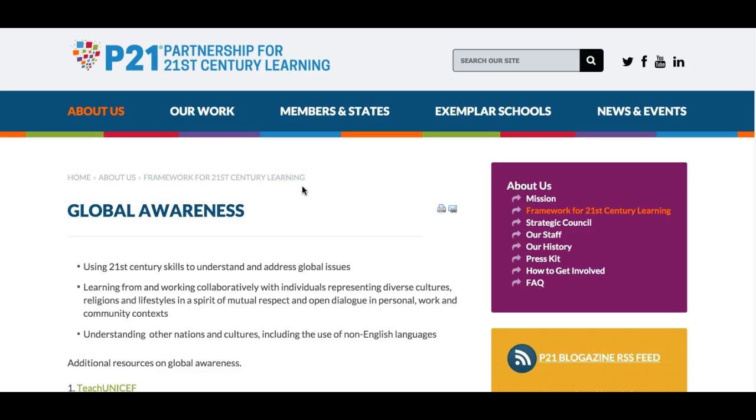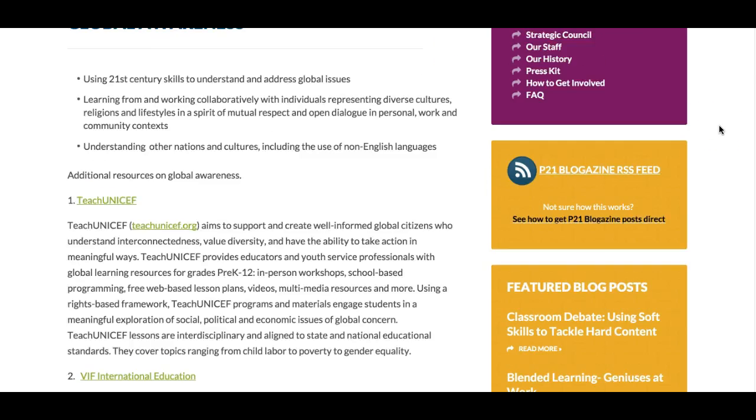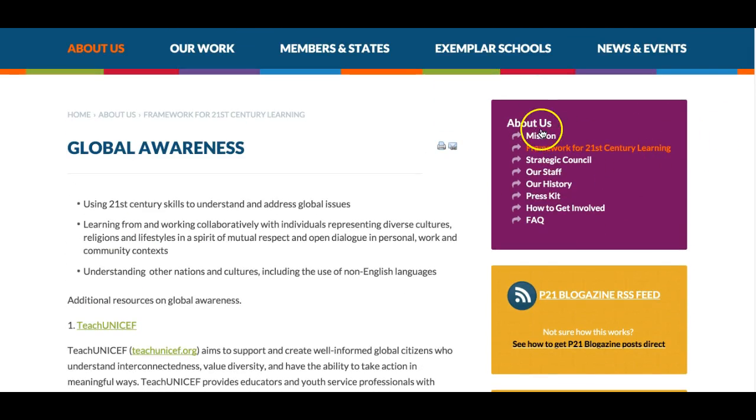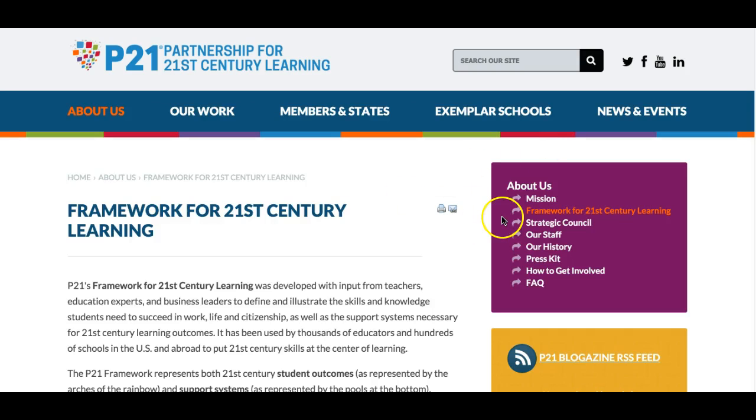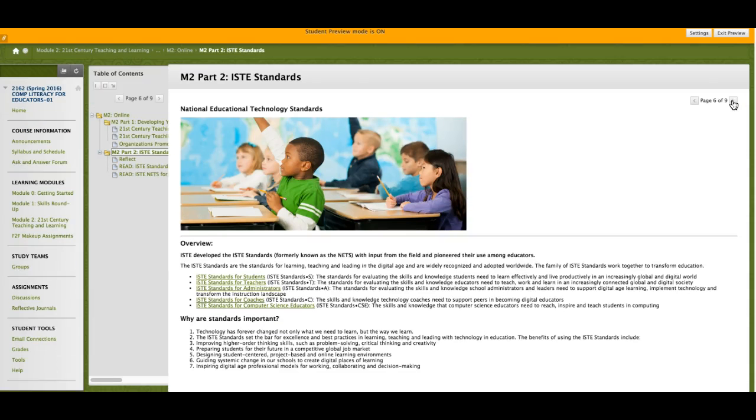So how does global awareness fit in with 21st century learning? And you can read about those activities and their resources. Here's the framework under About Us, and then within the framework, you can see all the different components of the framework. All right, so that wraps up part one. Next, we're going to hit part two.